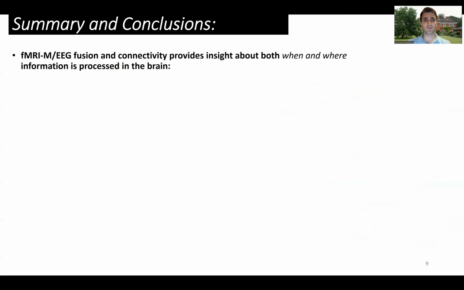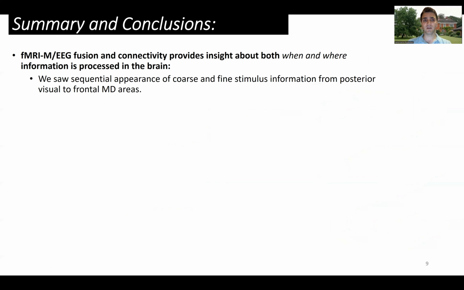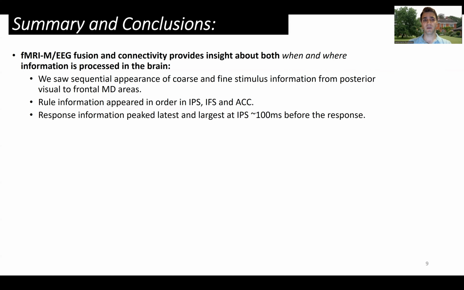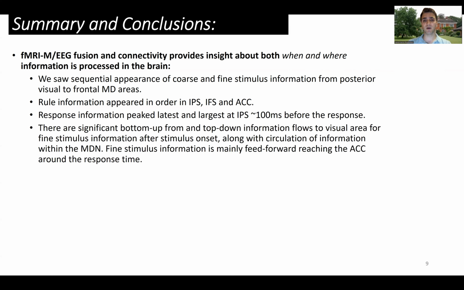So in order to conclude, we can use fMRI and MEG fusion and connectivity to provide insight about both when and where information is processed in the brain. We observed sequential appearance of coarse and fine stimulus information from posterior visual to frontal multiple domain areas. Rule information also followed the same pattern, starting from IPS, IFS, and followed by the ACC area. Response information peaked latest and largest at IPS, 100 milliseconds before the response.